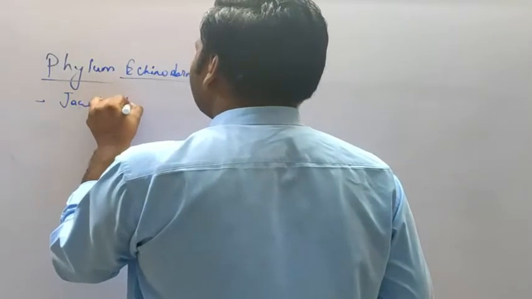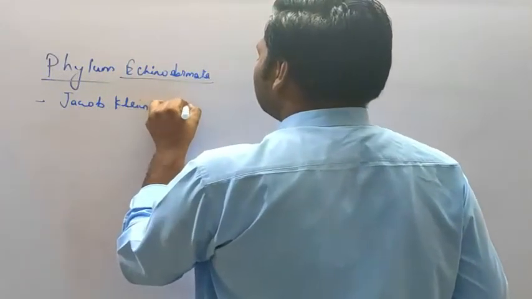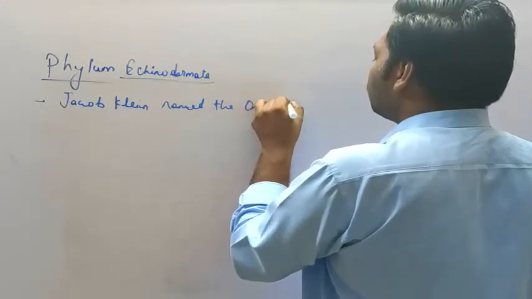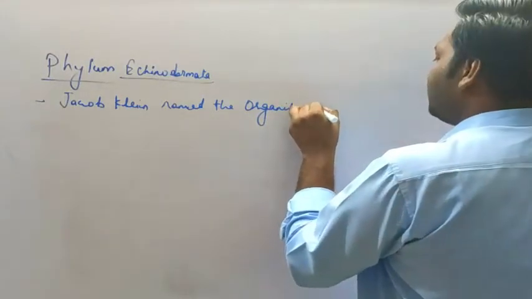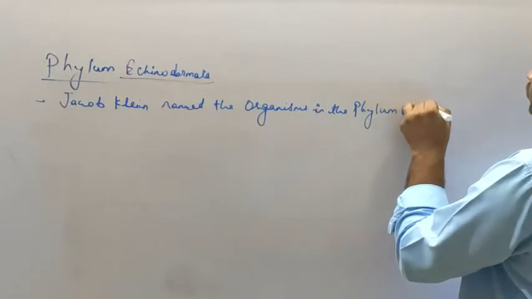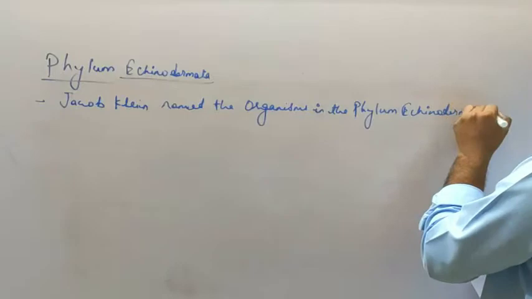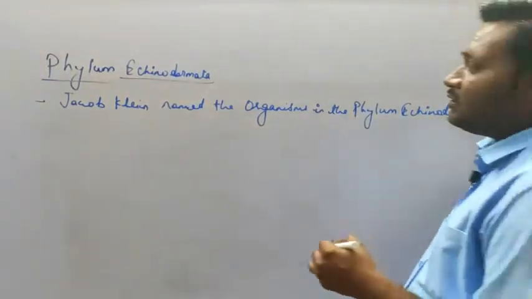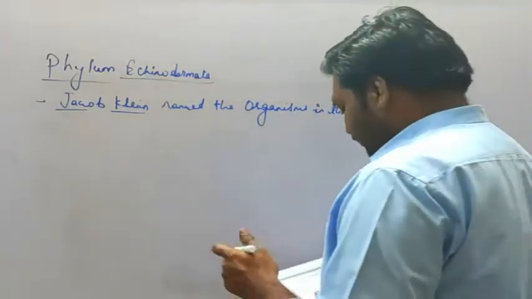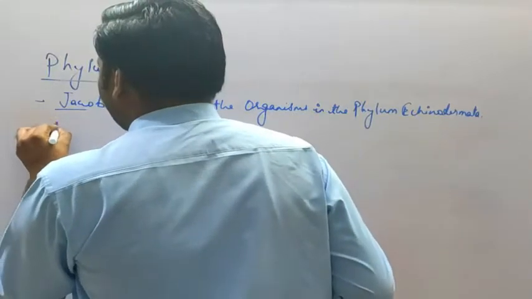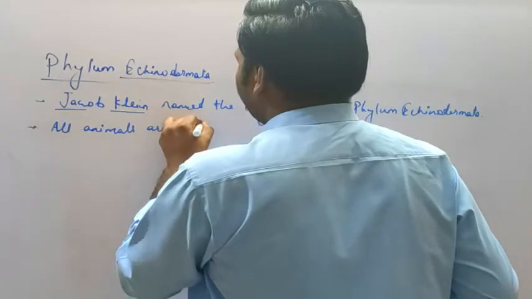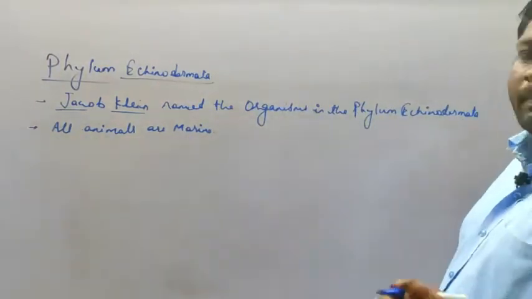Jacob Klein was the one who named the organisms in the phylum Echinodermata. Next, all animals are marine. Whatever animals are found under this phylum are marine in their habitat.